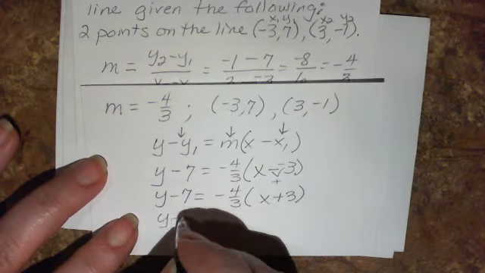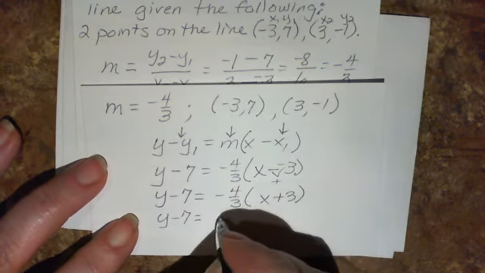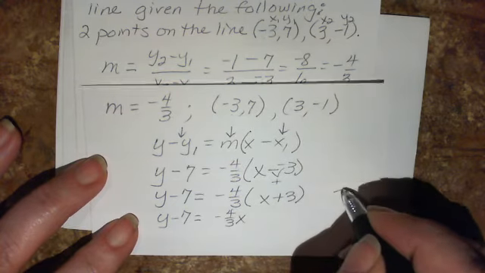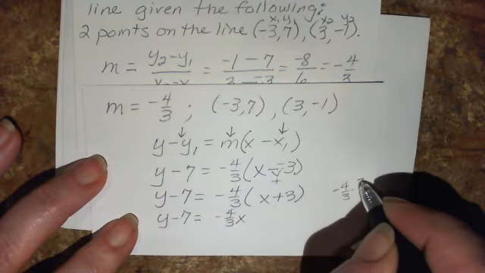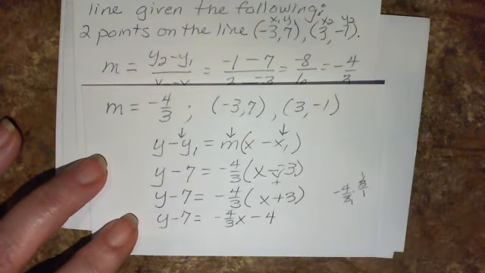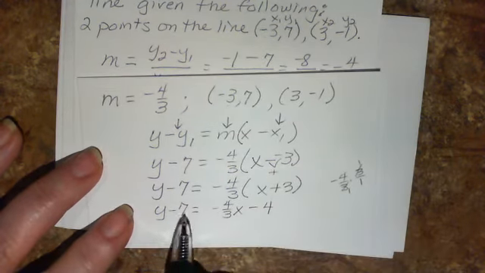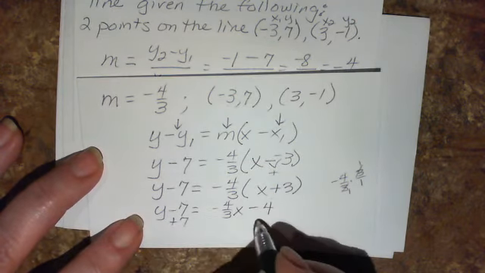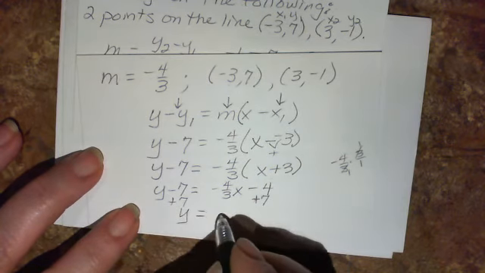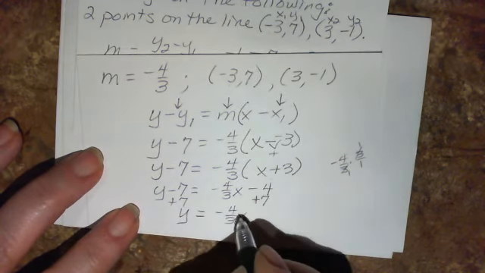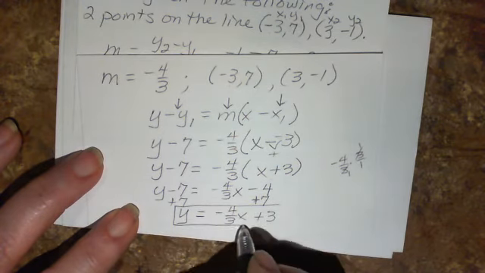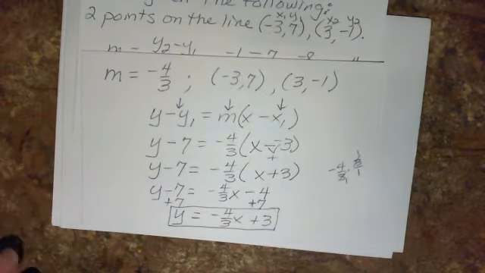Now I need to distribute to remove the parentheses. Y minus 7 is equal to negative 4/3 times x, and out to the side, if I do negative 4/3 times a positive 3/1, the 3's cancel, and that gives me negative 4. Now I need to add 7 to both sides, plus 7, and that gives me y is equal to negative 4/3 x minus 4 plus 7 is plus 3.